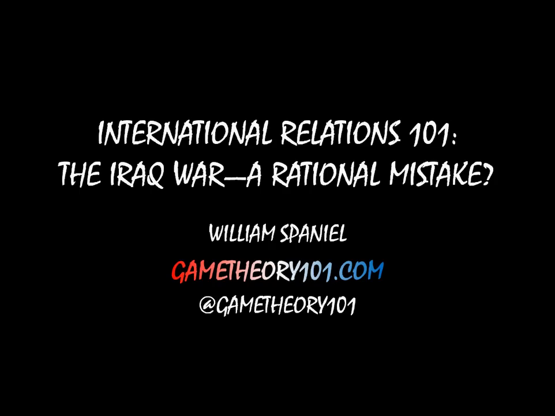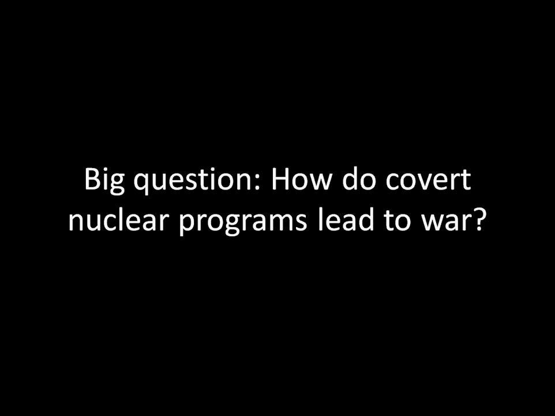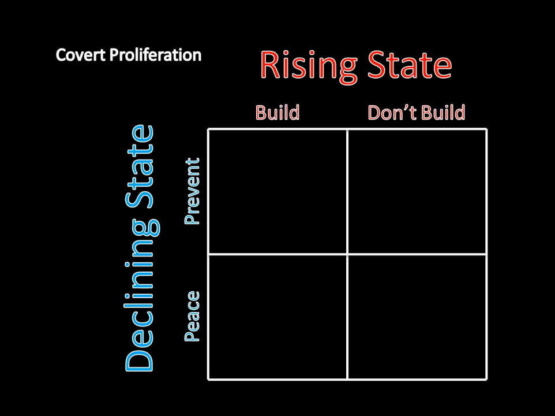And if you remember back to the last lecture, the big question here, again, is how do covert nuclear programs lead to war? Previously, we figured out that if the declining state can't observe whether the rising state is choosing to develop a nuclear weapon or not, the declining state will have to blindly choose whether to proactively prevent or accept a peace, not knowing whether the rising state will build in response to that peace or not.